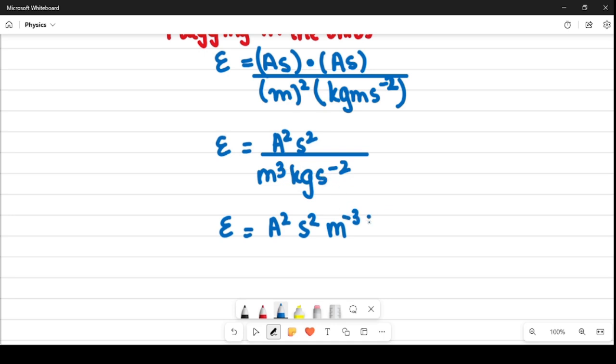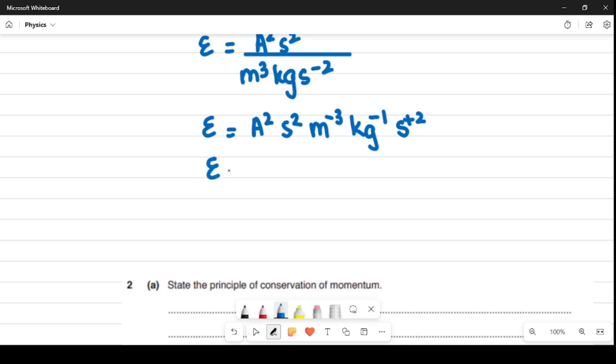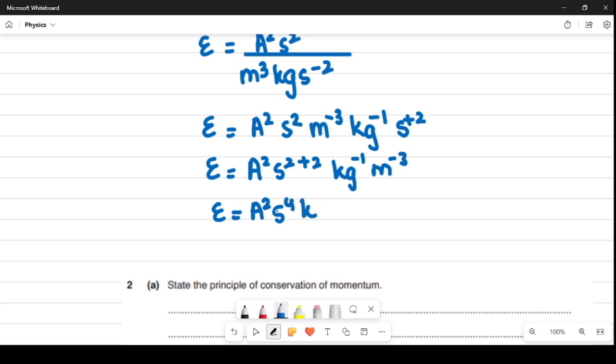Similarly, let's do kilograms first. Kilogram had a positive 1, which will now become a negative 1. Second had a minus 2 in the denominator. Bringing it in the numerator turns it into positive 2. So at the end of the day, you have ampere square, second square plus 2, combining these two, kilogram minus 1, meter minus 3. Ampere square, seconds raised to power 4, kilograms raised to power minus 1, meter raised to power minus 3, and this is your final answer.